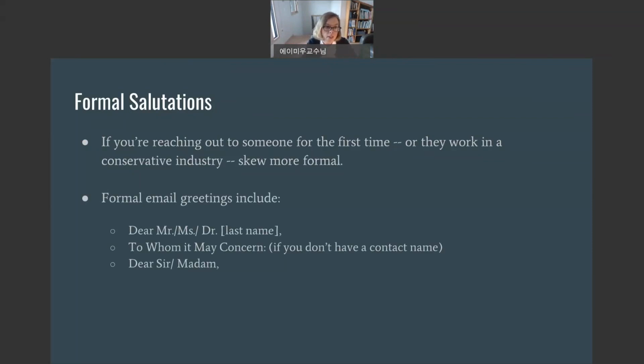Some formal email greetings include Dear Mr. or Dear Ms., Dear Doctor, and then their last name. So Dear Dr. Smith, Dear Mr. Anderson. You could use to whom it may concern, colon, if you don't have a contact name. Or you could use Dear Sir or Madam. That's also if you don't know exactly who you're writing to.